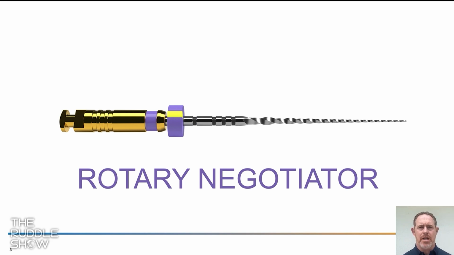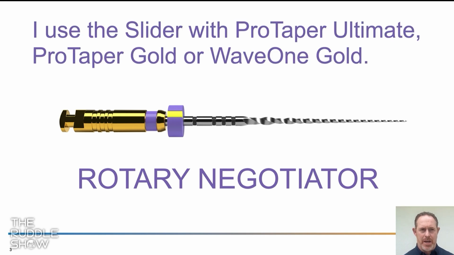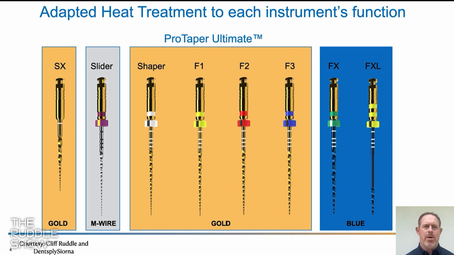And you can actually negotiate to patency and get a working length and a glide path in just seconds, okay? Now, the cool thing with the slider is I use a slider with any file system that I use. I start with the slider, okay? So obviously ProTaper Ultimate's a great system. I'll use ProTaper Ultimate. I also love ProTaper Gold and Wave 1 Gold. But any of those file systems that I'm using, I will start with the slider and I will use that as my rotary negotiator.